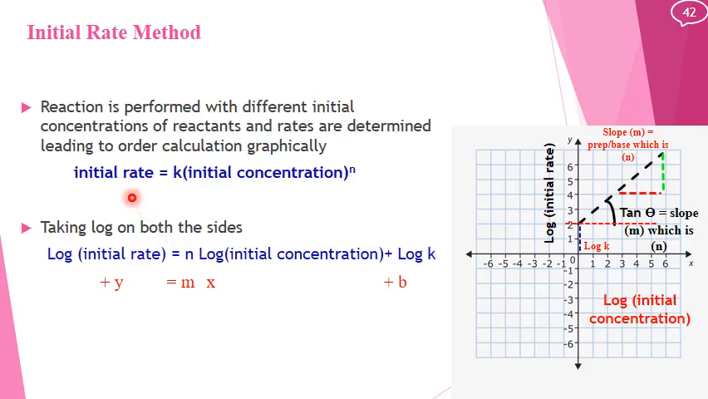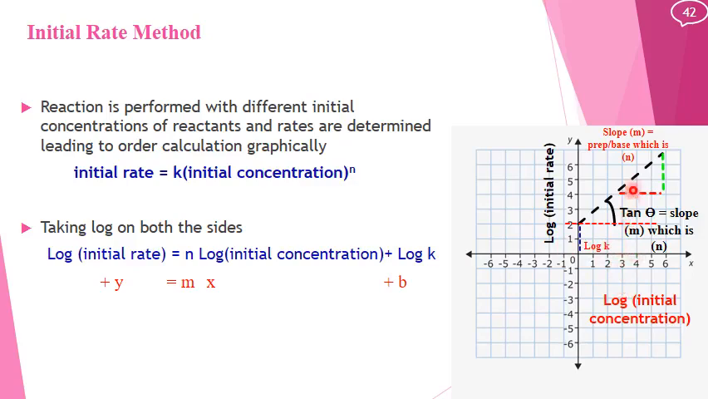Okay, by taking log on both sides, left hand side as well as right hand side, we will have another equation that is log of initial rate is equal to n log of initial concentration plus log of k. So this one is the equation of a straight line in intercept form, where log of initial rate is the dependent variable, while the log of initial concentration is the independent variable, and we are taking it at the x coordinate.